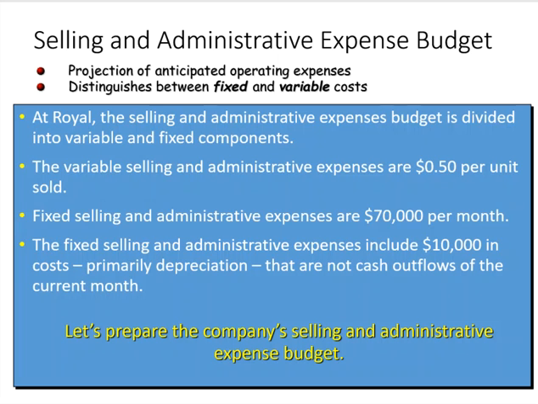Royal has a variable and fixed component to its selling and administrative expenses budget. The company estimates that the variable selling and administrative expenses will be 50 cents per unit sold, and then fixed selling and administrative expenses are estimated at $70,000 per month. Of this amount, $10,000 are non-cash expenses, which are primarily depreciation. So let's go ahead and prepare that budget.